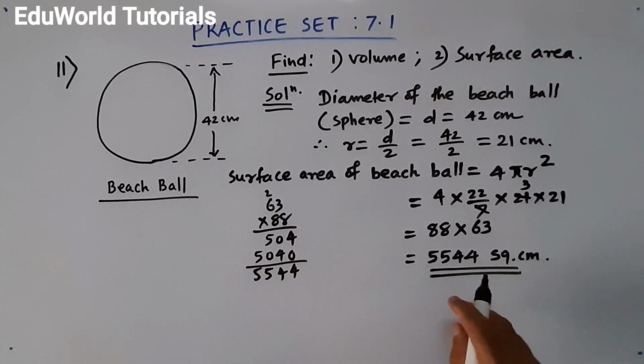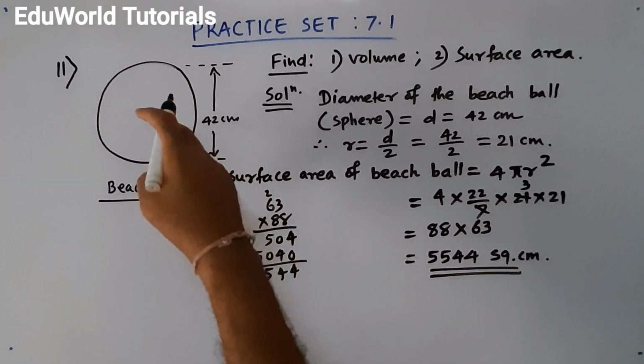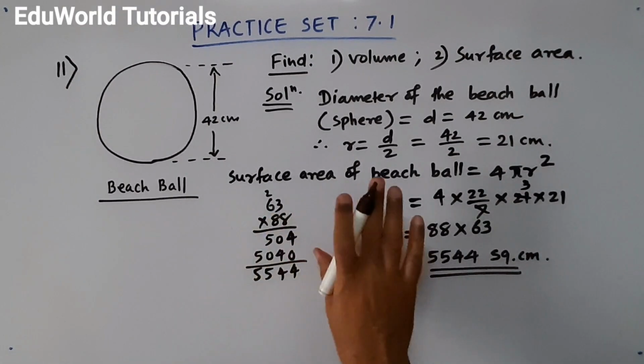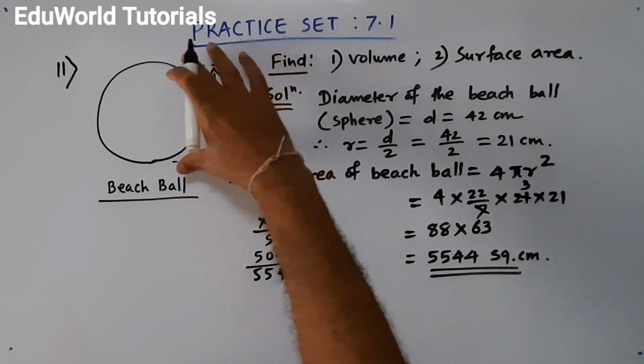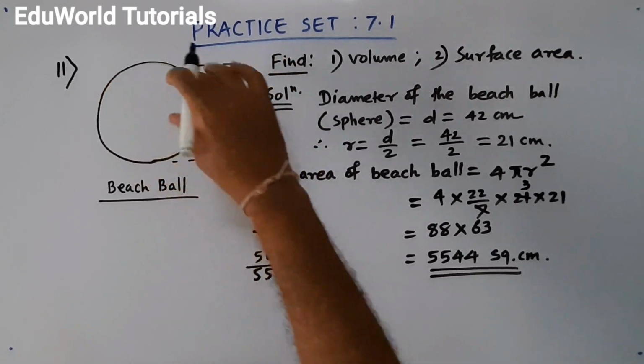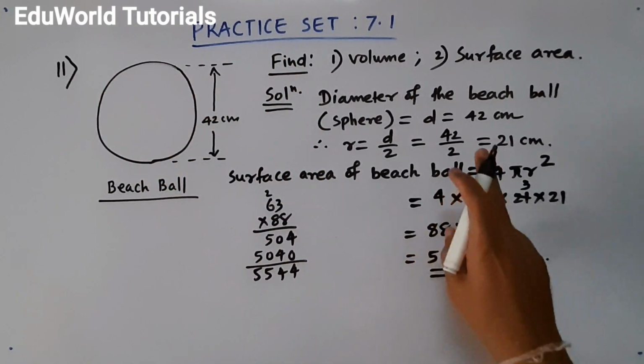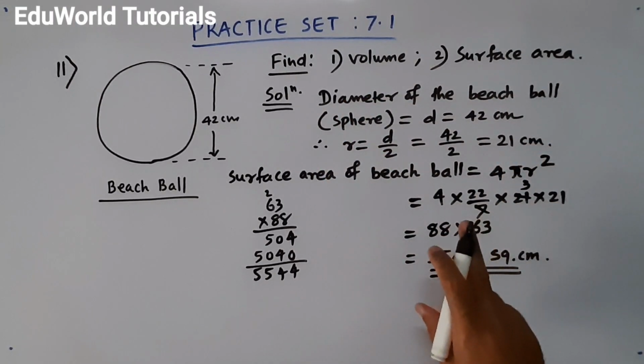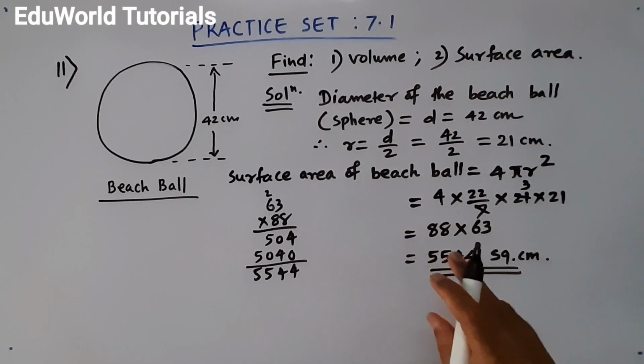So very simple answer, and the sum is also very easy to understand. The concept of this sum is very simple. This distance, they have shown this distance. This is nothing but the diameter of the sphere, which will give us the radius. From radius we can find any dimension of the sphere. Now we are going to solve the last sum, which is a very, very important sum.